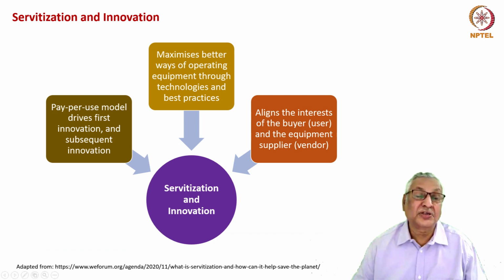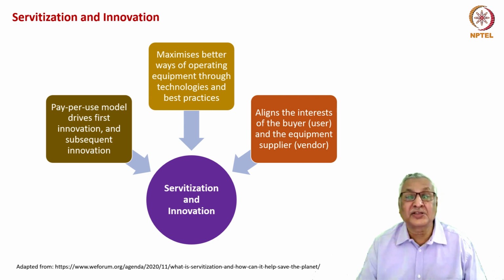Another important aspect is that servitization, by its very nature, promotes innovation. The pay-per-use model drives the first level of innovation and then keeps on ticking in subsequent innovation cycles. Secondly, it maximizes better ways of operating equipment through technologies and best practices because the payments can be linked to the technological efficiency that has been put in place in subsequent years. And finally, it aligns the interests of the buyer, that is the user, and the equipment supplier, that is the vendor, towards better performance of the equipment and better operating margins for the customer and therefore better revenues for the provider.